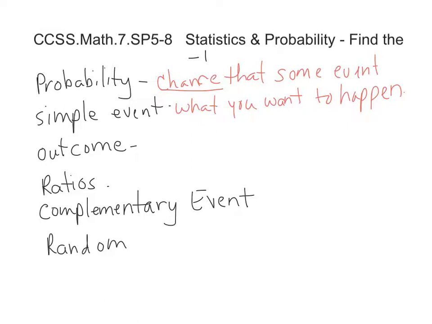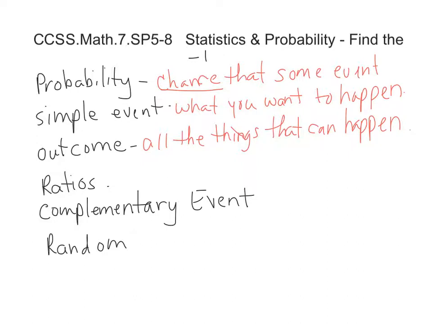And the outcome is all the things, or the number of things, that can happen. Okay, so if it's dropping a dice, 1 through 6, the outcomes are I can get a 1, I can get a 2, I can get a 3, I can get a 4, I can get a 5, I can get a 6. I cannot get a 7. I cannot get a 0 on a dice that has 1 through 6. So the outcomes are what can happen. The simple event is what you want to happen.